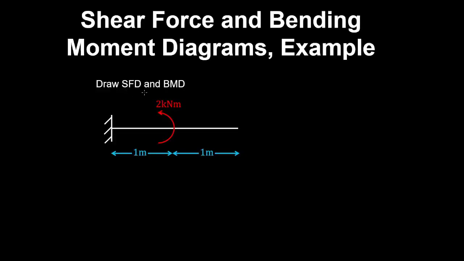Let's draw the shear force and bending moment diagrams for this beam. So at a fixed support, there's force and moment reactions, but since there's no forces acting on the beam and only a couple, then there must be a moment reaction that counteracts that couple.